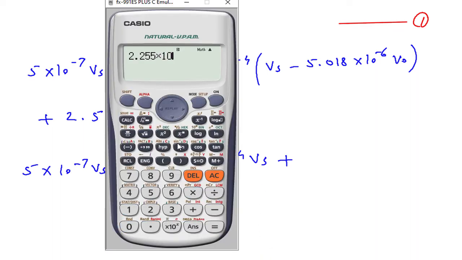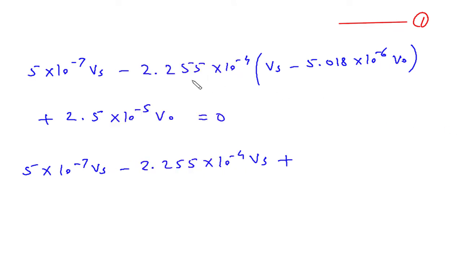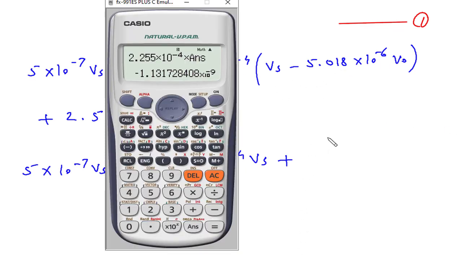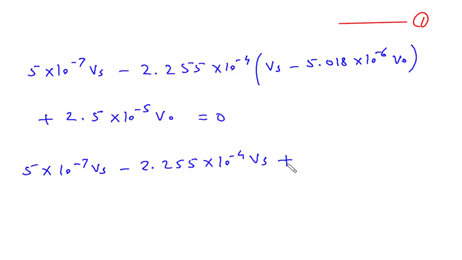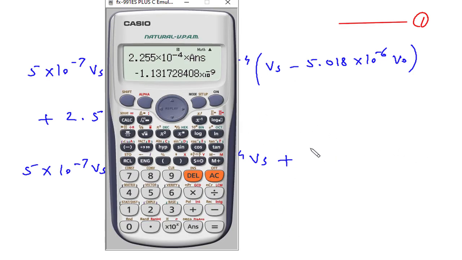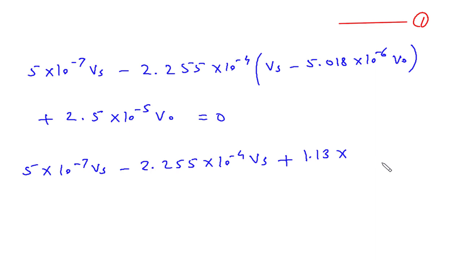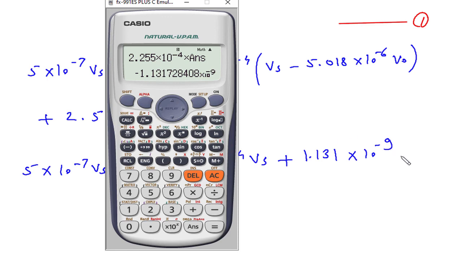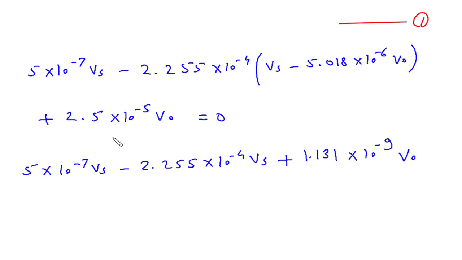2.255 into 10 to the power minus 4 into 5.018 into 10 to the power minus 6, so this will be plus 1.131 into 10 to the power minus 9 VO, then plus 2.5 into 10 to the power minus 5 VO is equal to 0.